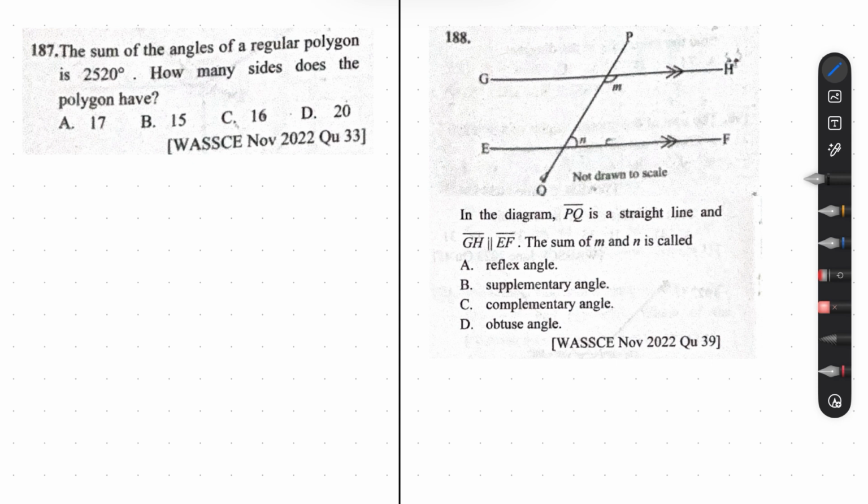The formula is 180(n minus 2). And they said that is equal to 2,520. So what we need to find is the value of n, that's the number of sides the polygon has. So here, let's divide both sides by 180. So this 180 will cancel out.